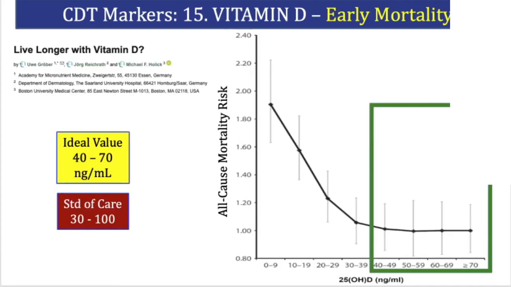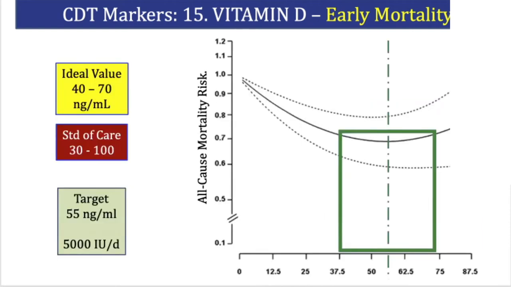Here's some data on it. I'm saying 40 to 70 here, just based on this. If we look at all-cause mortality risk, somewhere around 40 we start seeing a leveling off in mortality. Here's one that says somewhere around 55 is ideal. Some of these curves are estimates on the upper end, but I think somewhere between 55 and 85 is probably the right place to be.